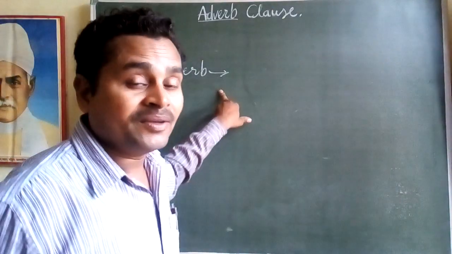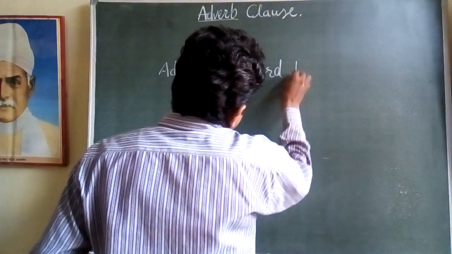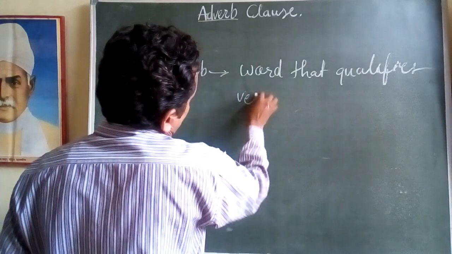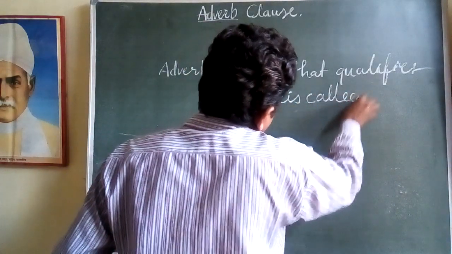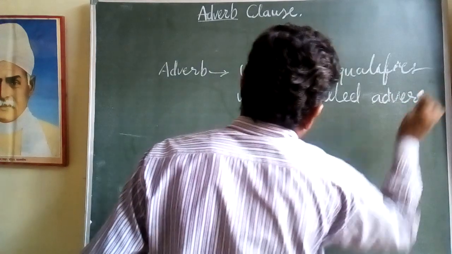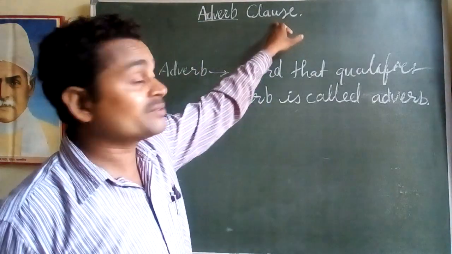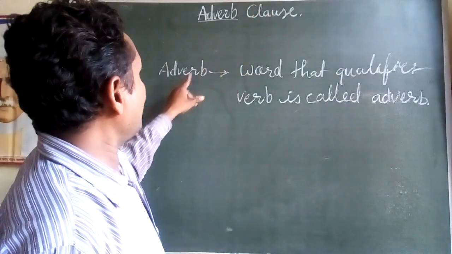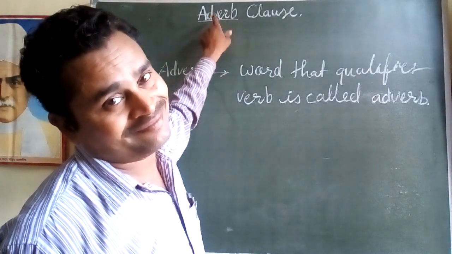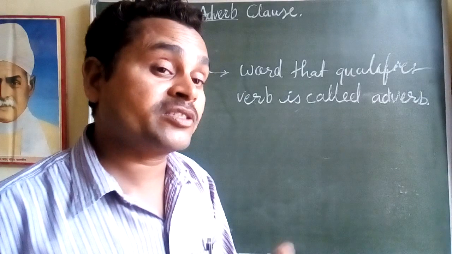Adverb means a word that qualifies a verb. A word that qualifies a verb is called an adverb. So this means adverb clause. We are talking about adverb clause, and we will discuss this thing. It is compulsory to understand the meaning of this word, because adverb means qualifying verb, words that qualify a verb.